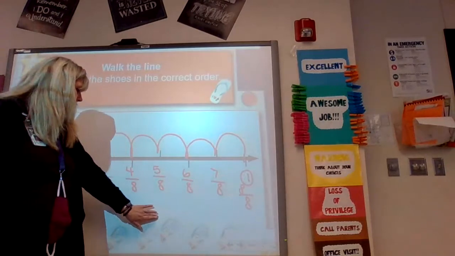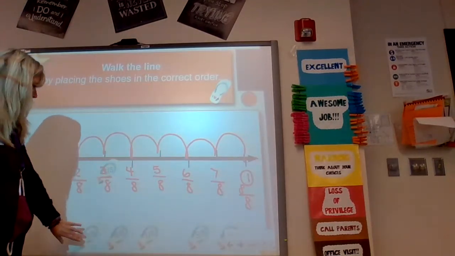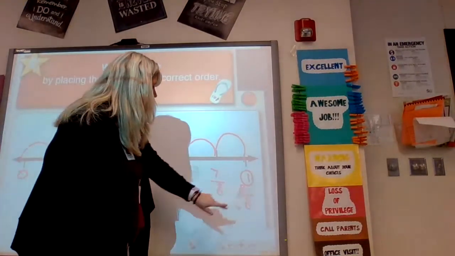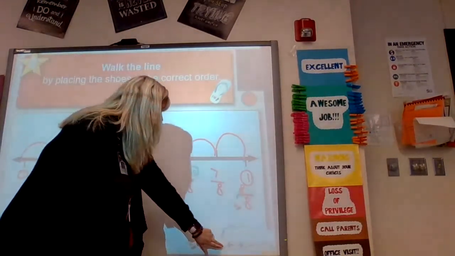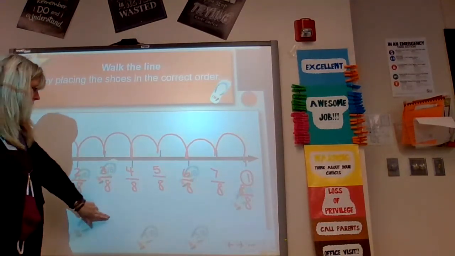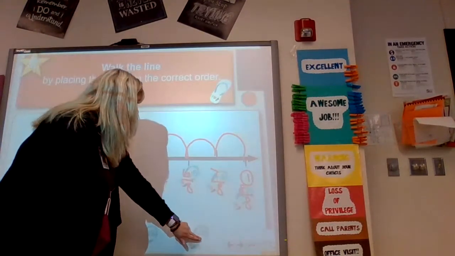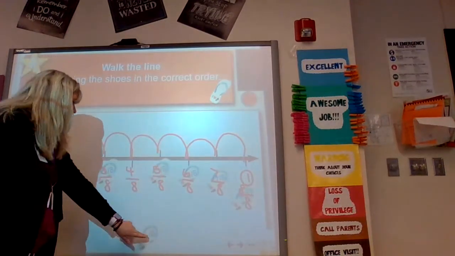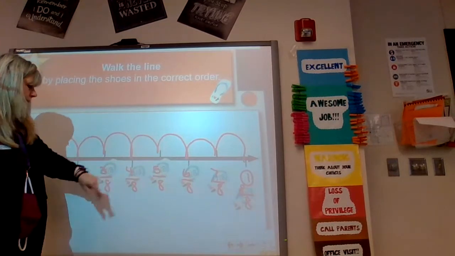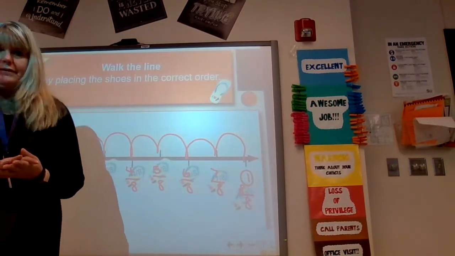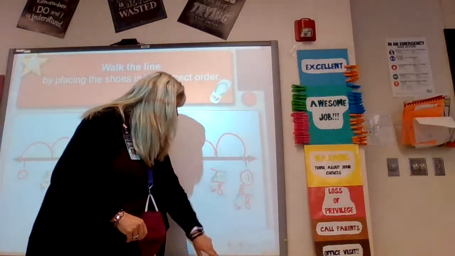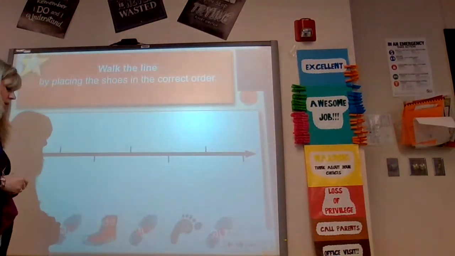Now I'm just going to put these shoe prints in the appropriate place. 3/8, 6/8, 8/8, which is the same as 1 whole. 2/8 all the way down here. 7/8, 5/8, 1/8, and 4/8. And see how easy that is when we already have the number line labeled? Let's move on.